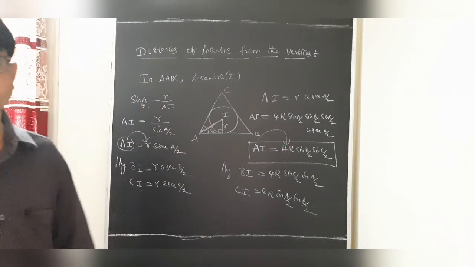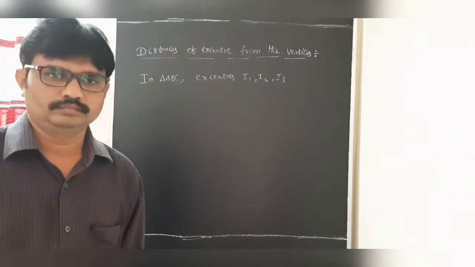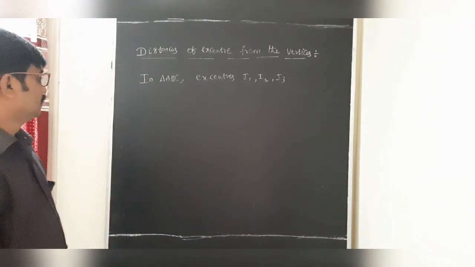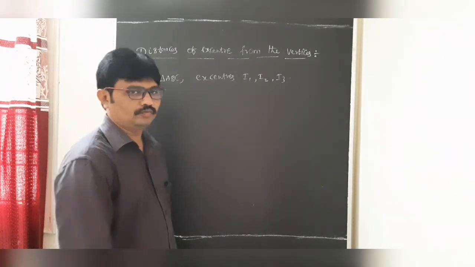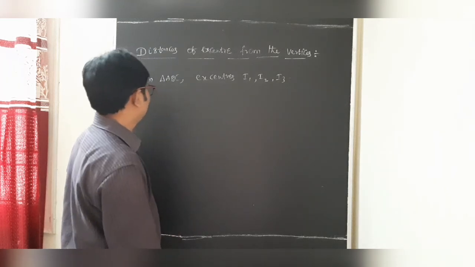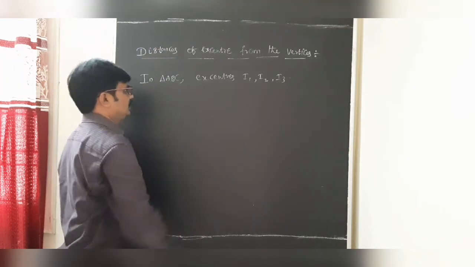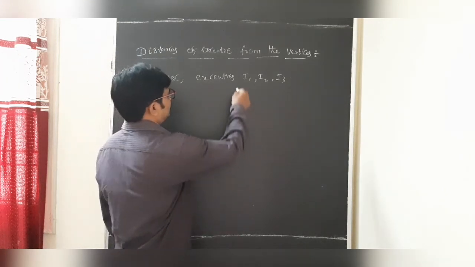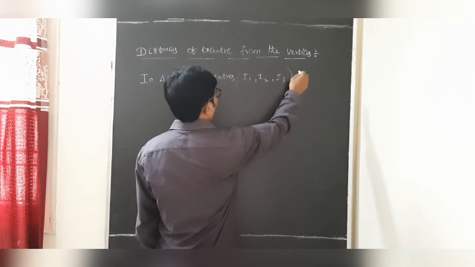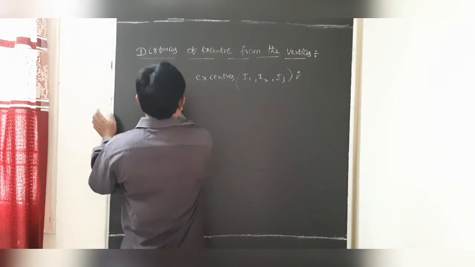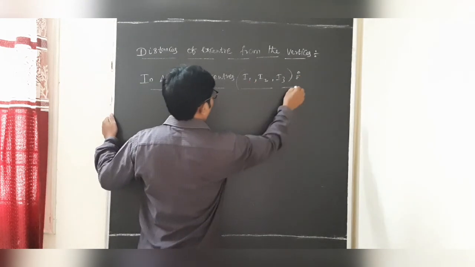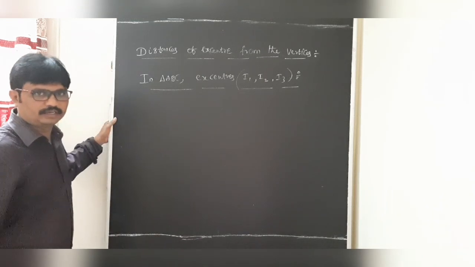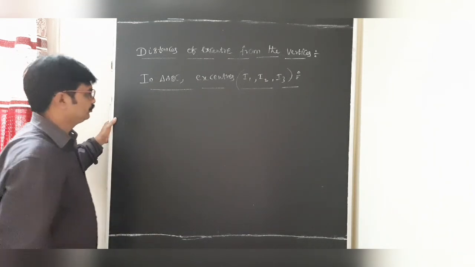Okay, students. Now, the distance of the excenters from the vertices. In a triangle ABC, the excenters are I1, I2, I3.